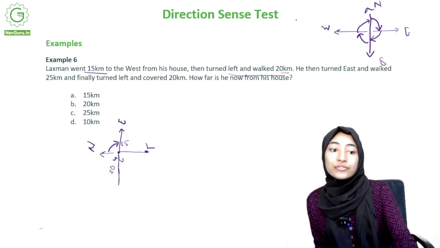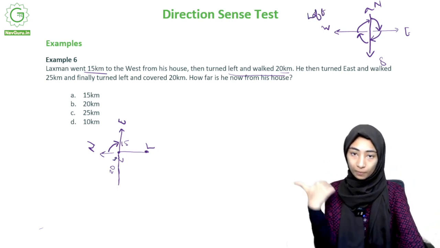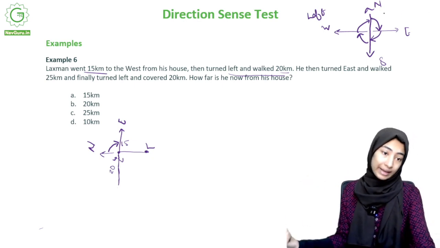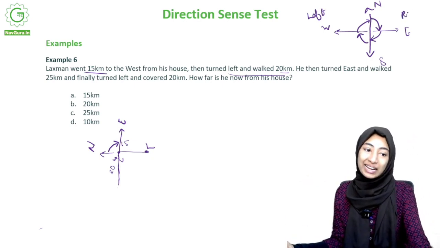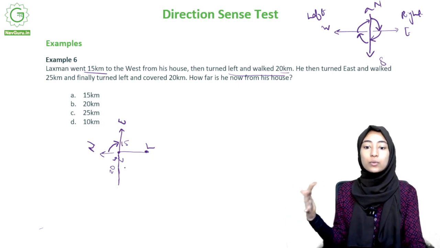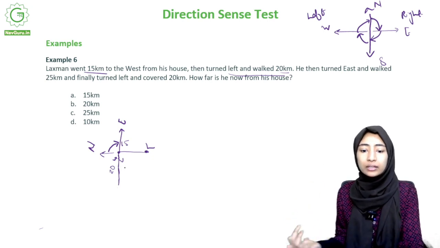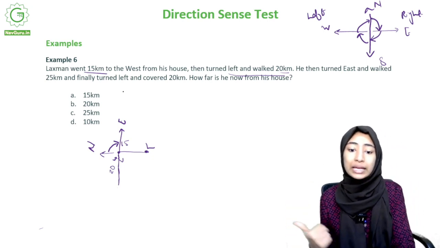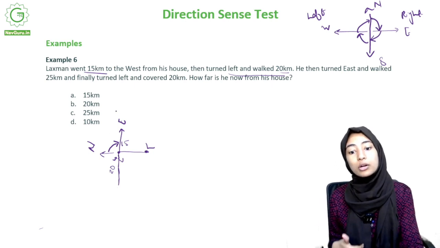And when we say left, what we mean is west. Okay, we mean left when we say west, and we mean right when we say east. Okay, so once we have gotten that, he turned left and he walked 20 kilometers. He then turned east and he walked 25 kilometers.